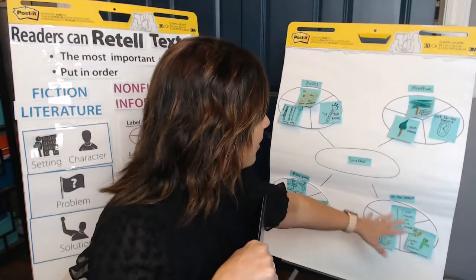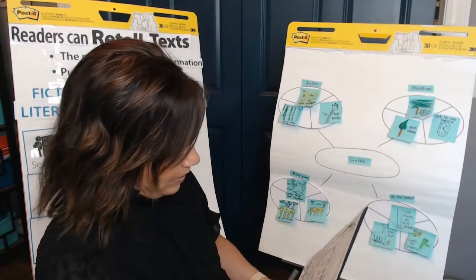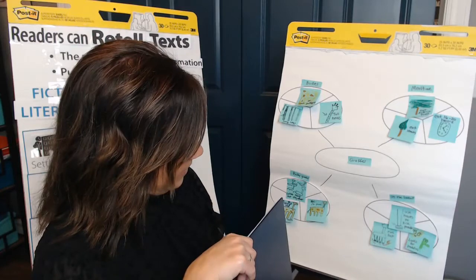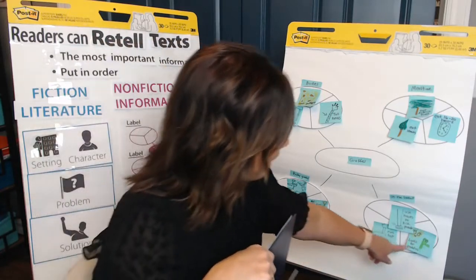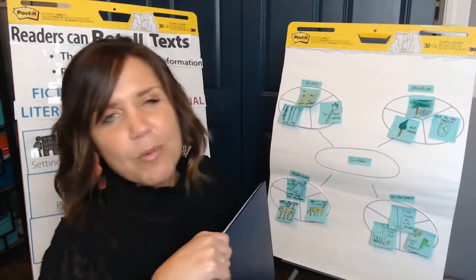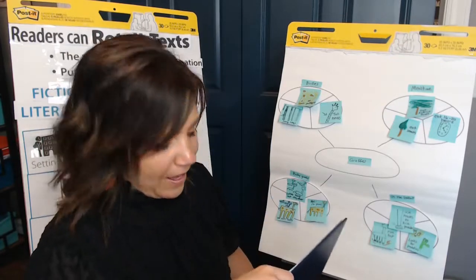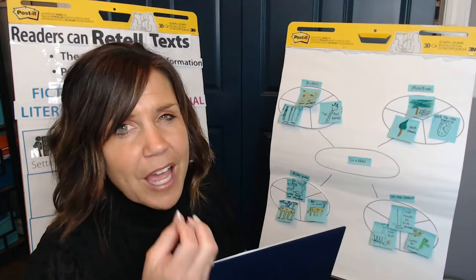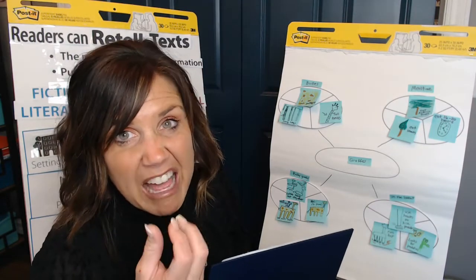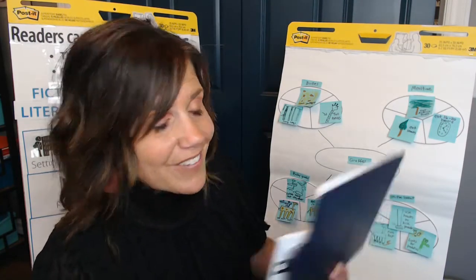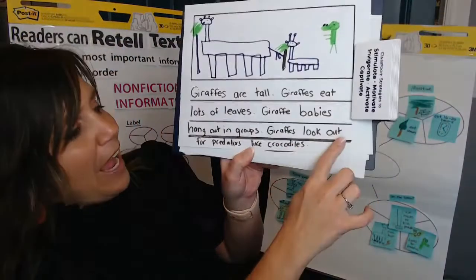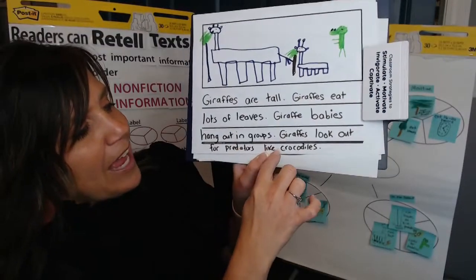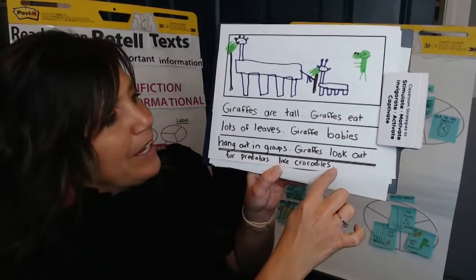And then on the predators, on the lookout. Oh, well, what could we say? They're on the lookout for animals like crocodiles, aren't they? How could we say that? Giraffes look out for predators like crocodiles. Can we say that? Giraffes look out for predators like crocodiles, period.